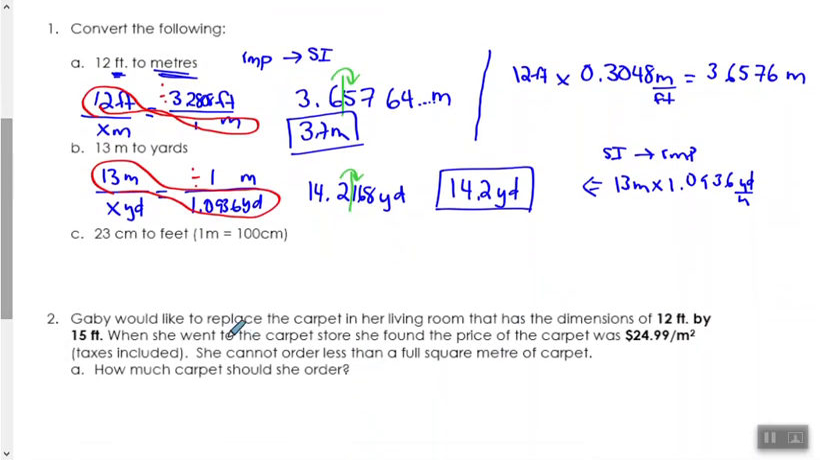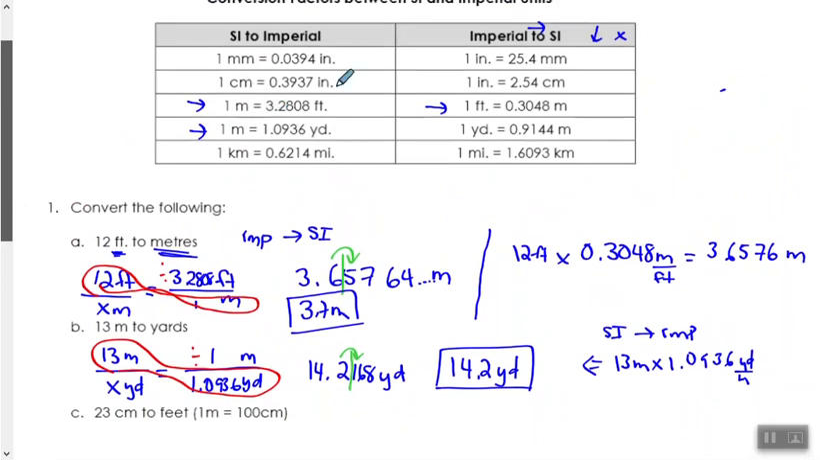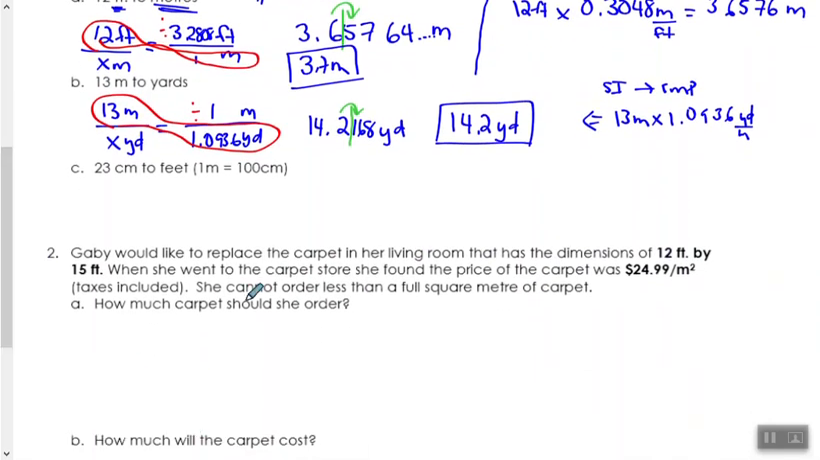Okay, next question. So 23 centimeters to feet. Now, if I take a look up here, I do not have a centimeters to feet conversion. I have a centimeters to inches conversion. I have a meters to feet conversion, meters to yards. Like, I do not have something that goes directly from centimeters to feet. So I'm going to have to do 2 steps.